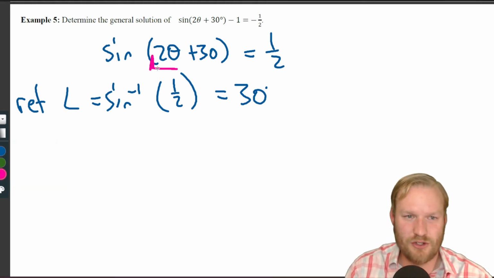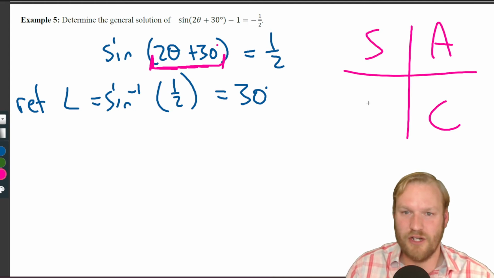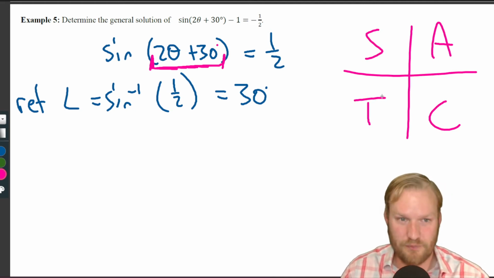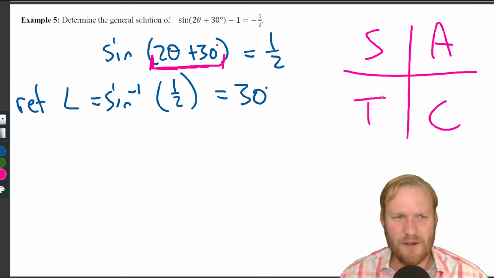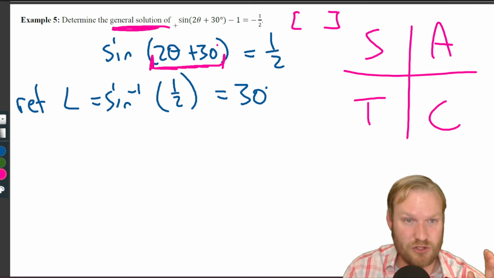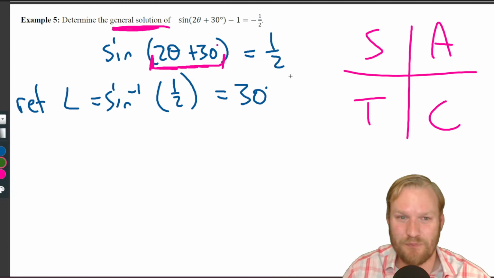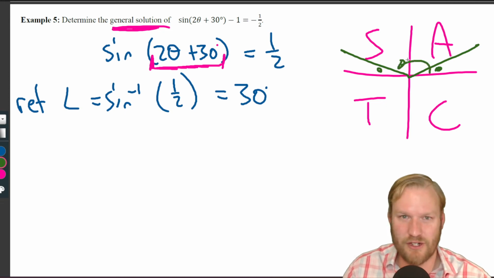Now, this relates to the 2 theta plus 30 degrees. So, if we look at our CAST diagram, this is going to help us figure out which quadrants we're in. We don't have a picture anymore to see how many solutions there are, and it didn't even say between negative 360 and 360. Okay, it just said find the general solution. In a lot of ways, this makes our life a lot easier. So sine is positive, so we're either there or we're there: 30 degrees or 150 degrees.